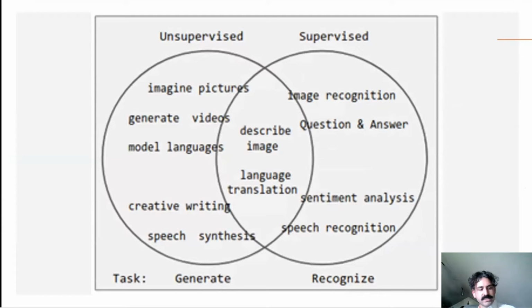There's a common misconception. I see it all the time on websites like Quora or Stack Overflow, where people are asking why their model's not working, why can't they make predictions, and they just don't have enough data. The data's not labeled well enough. Supervised learning is often used for image recognition, question and answer, sentiment analysis, and speech recognition. It's also used to make image descriptions and for language translation.